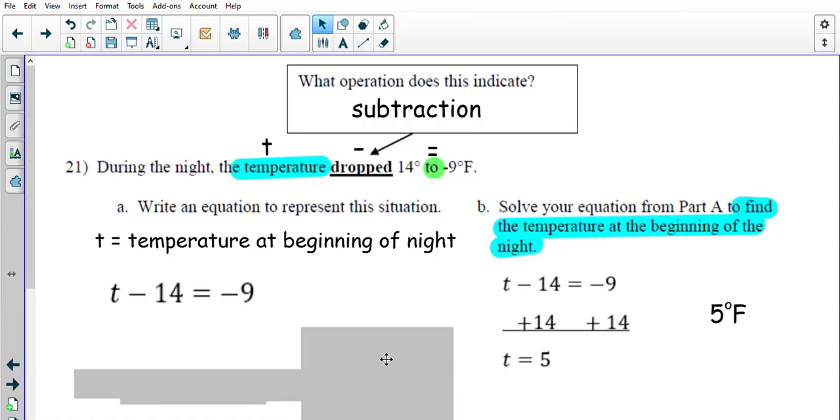Now, there are other equations you could write. So if you have T equals -9 plus 14, that's fine. I've seen students write T equals 14 minus 9 as well. I mean, that could also work. If you write an equation that's equivalent to what I have and you have the correct solution, you will get full credit. Now, I have seen students write 14 minus T equals -9 and still end up getting 5. That equation is not equivalent to T minus 14 equals -9, so you wouldn't get full credit for something like that.